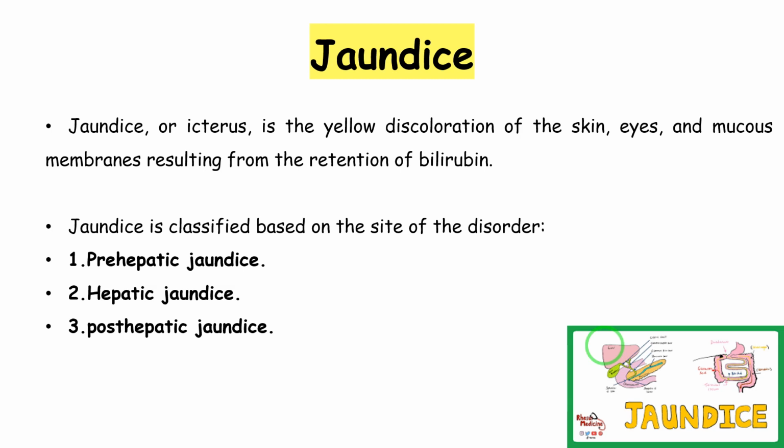Because many organs are involved in bilirubin metabolism, the causes of jaundice can be classified into prehepatic jaundice, when the defect is before the liver, and hepatic jaundice, when there is abnormality in the liver parts involved in bilirubin metabolism, which are the uptake of bilirubin, conjugation, and excretion, or sometimes we have what is called post-hepatic jaundice, when the defect is beyond the liver.